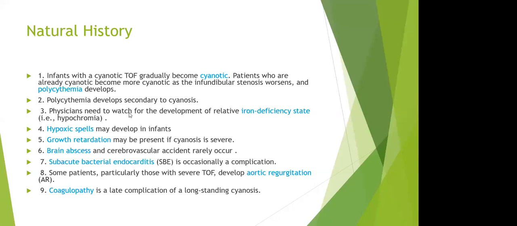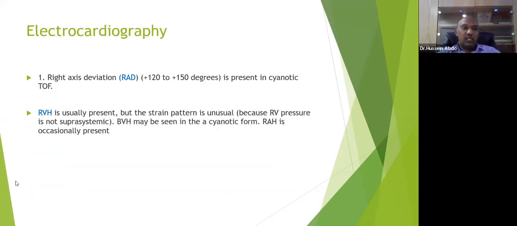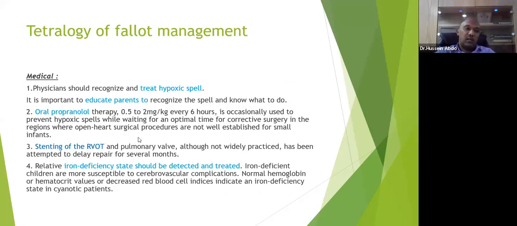Okay. So this patient, if not treated, will develop hypoxic spells, growth retardation, brain abscess, subacute bacterial endocarditis, and coagulopathy. On ECG, we'll see right axis deviation and right ventricular hypertrophy. Due to right ventricular hypertrophy, we'll see right axis deviation. So these patients should be treated medically before surgical treatment, which is usually done at 4 to 6 months.